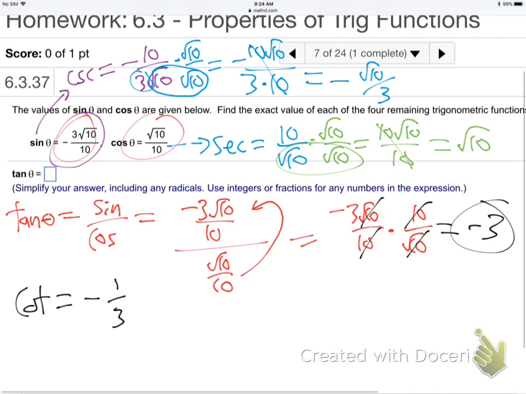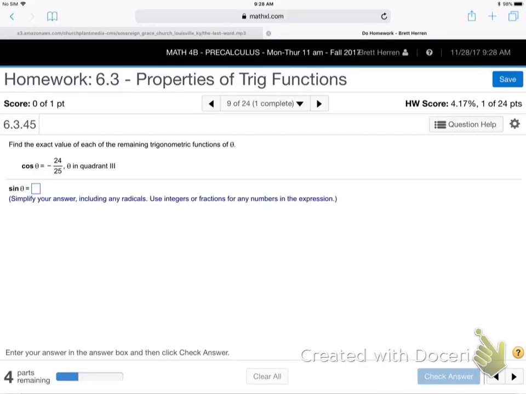Easy enough? So they give me sine and cosine. Tangent is just sine over cosine, and then flip it, flip it, flip it. All right, I'll move on. So this is where we'll spend a little more of our time.